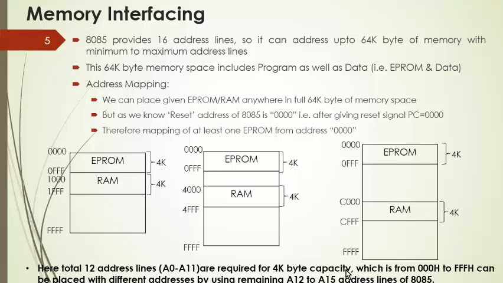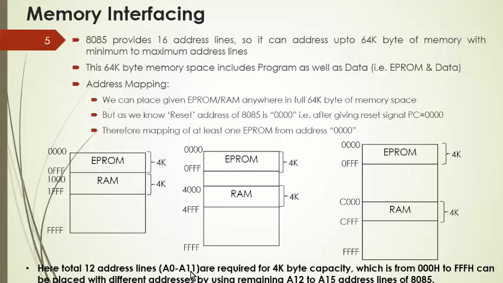So as far as this example is concerned, a total of 12 address lines, that is A0 to A11, are required to get 4 kilobyte of memory capacity. So the range from 0000 to 0FFF can be placed at different addresses by using the remaining address lines, that is A12 to A15 address lines of the 8085 microprocessor. So here the mapping of the RAM and its starting address we can change by using the remaining address lines.